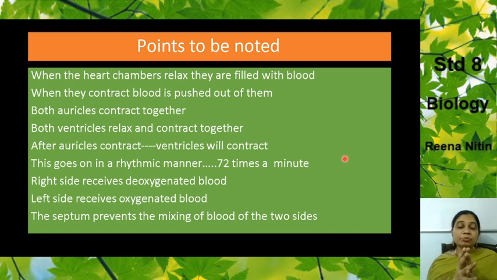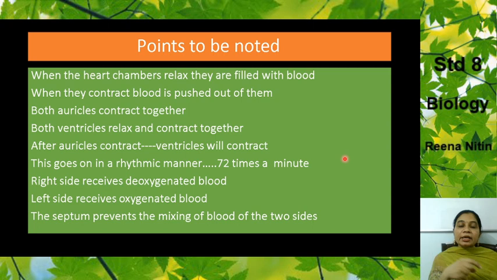Now, there are certain points to be noted. When the heart chambers relax, remember they are filled with blood. As I told you, relax means they are filled with blood, contract means blood is pushed out of them. Both the auricles contract together, and both the ventricles relax and contract together. After the auricles have contracted, the ventricles will contract, and this goes on in a rhythmic manner: auricles contracting, ventricles contracting. This goes on 72 times in a minute.